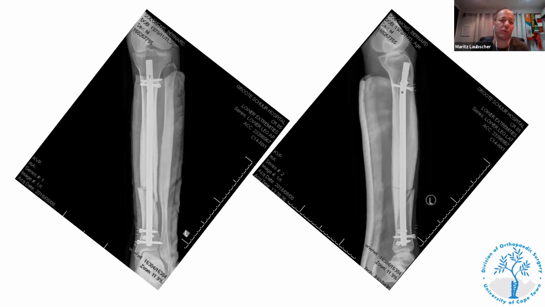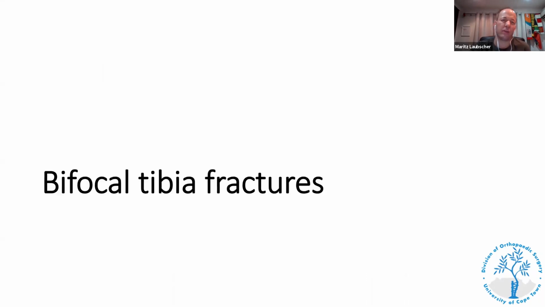And this is an example of a good fixation. You can see that there's a hole there where a temporary blocking wire was used to redirect the fragment on insertion of the nail.